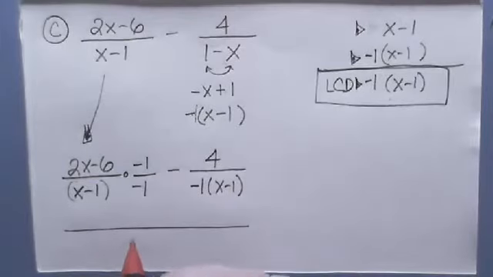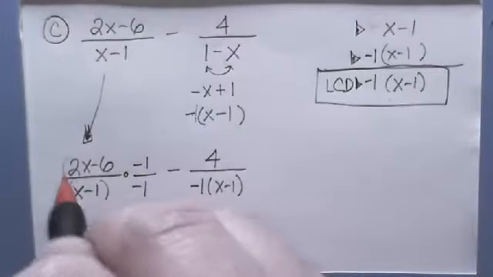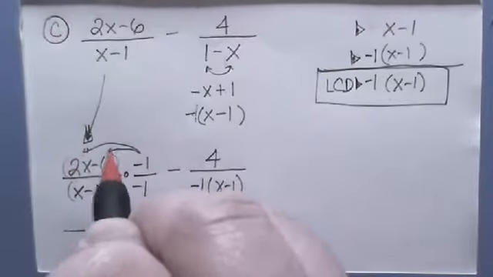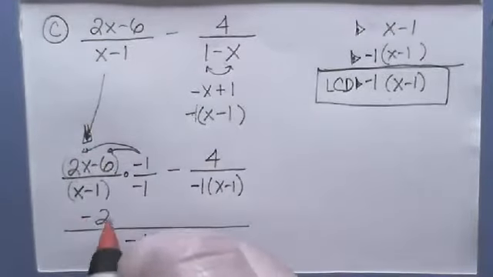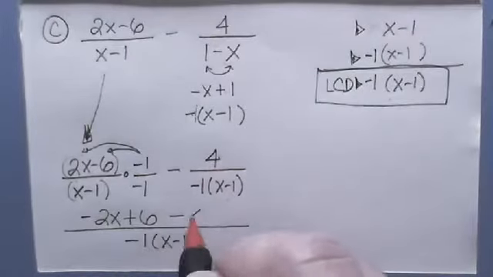I write one denominator, and I can go ahead and apply the multiplication. Remember, there's a parenthesis here, so you're going to use the distributive property. So this would be negative 2x plus 6 minus 4.